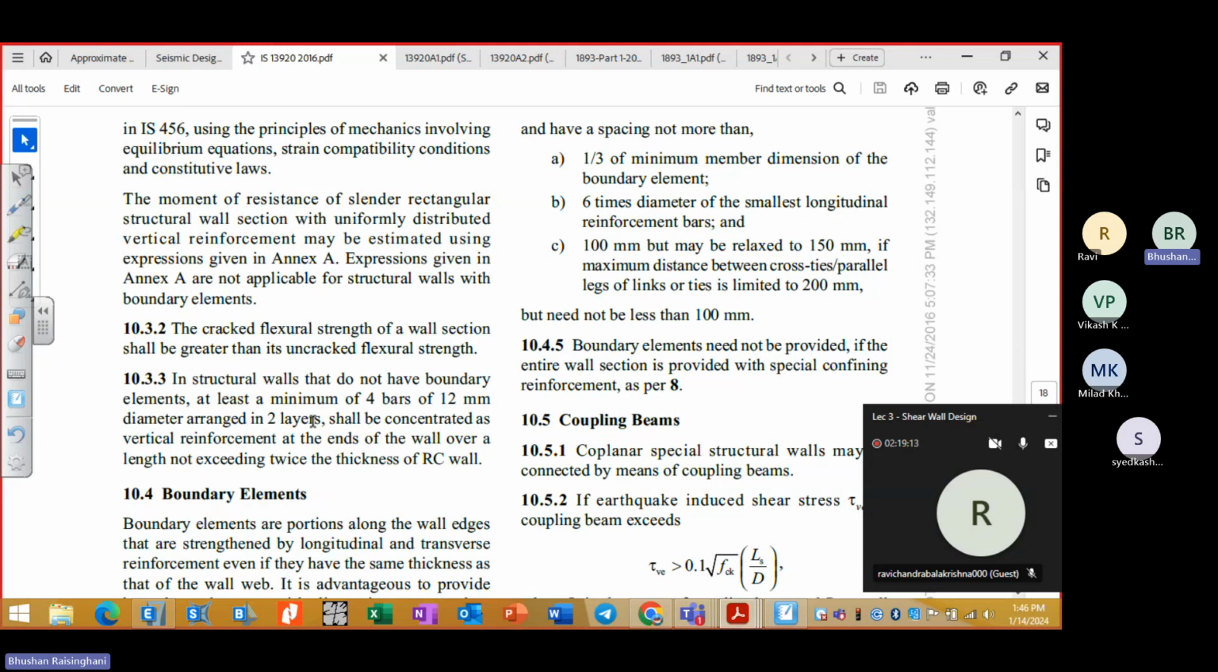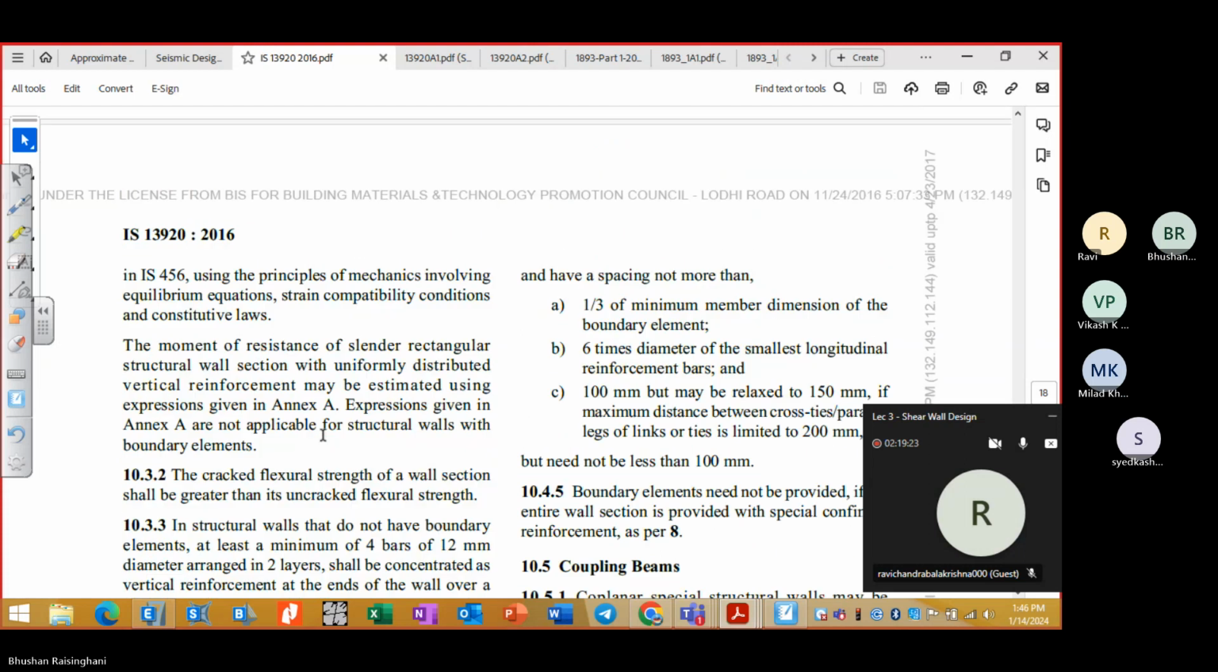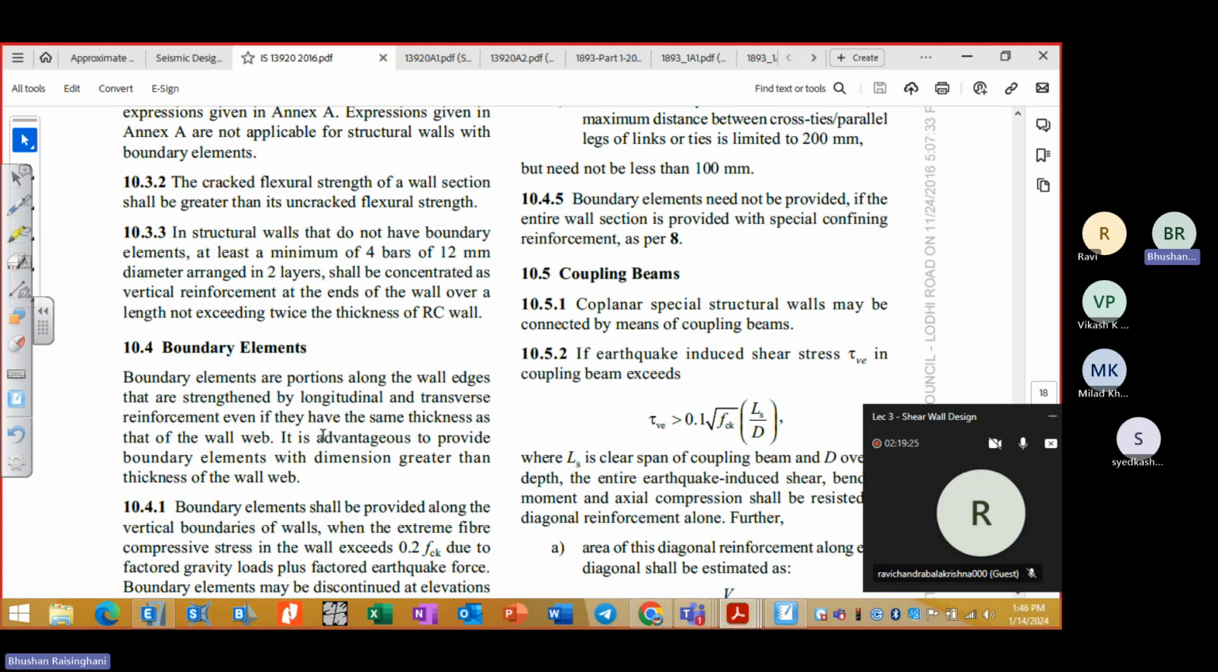Though it does not have any horizontal stirrups like the boundary element. When it is a boundary element, it has to be enclosed with stirrups like for the column. So that is for the shear wall. Now that is a boundary element.